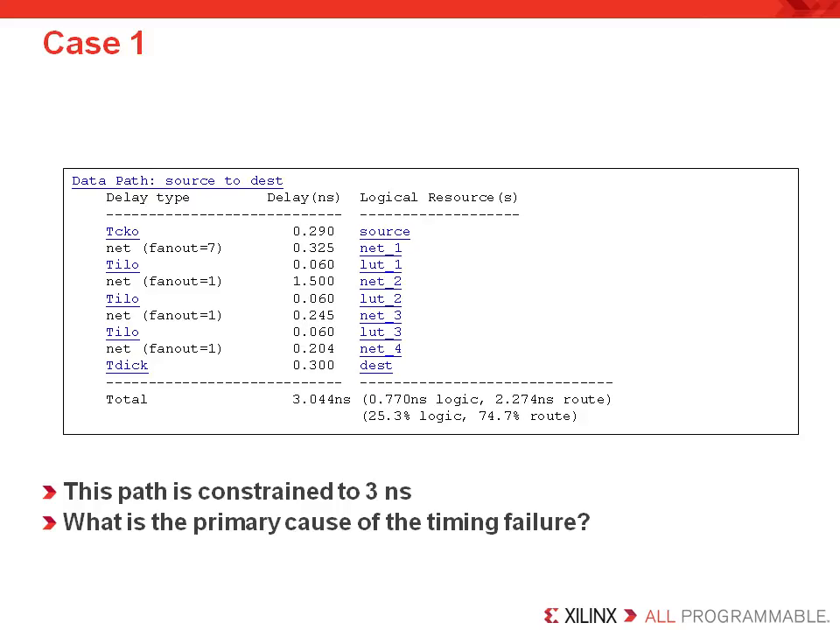In this example, there are 3 logic levels. Note that the fanout associated with each net is small. You should also notice the logical references. This path was constrained to 3 nanoseconds and failed to meet your timing. You should note that it barely failed to meet your timing, however.